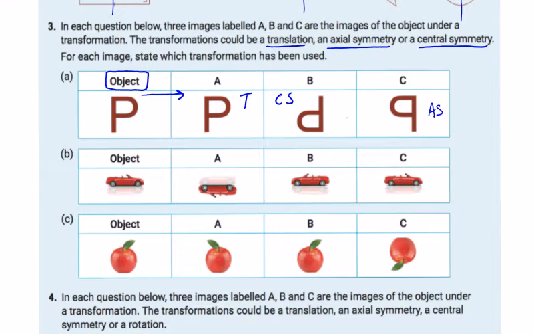For object B, it's back to front and upside down here in A, central symmetry. Just back to front, so there's axial symmetry here, it has to be axial symmetry. And this one here has to be a translation. It's in the same direction. Object A, hard to tell with the leaf here. The obvious one is a translation for B, and central symmetry for C. So this has to be axial symmetry for A.